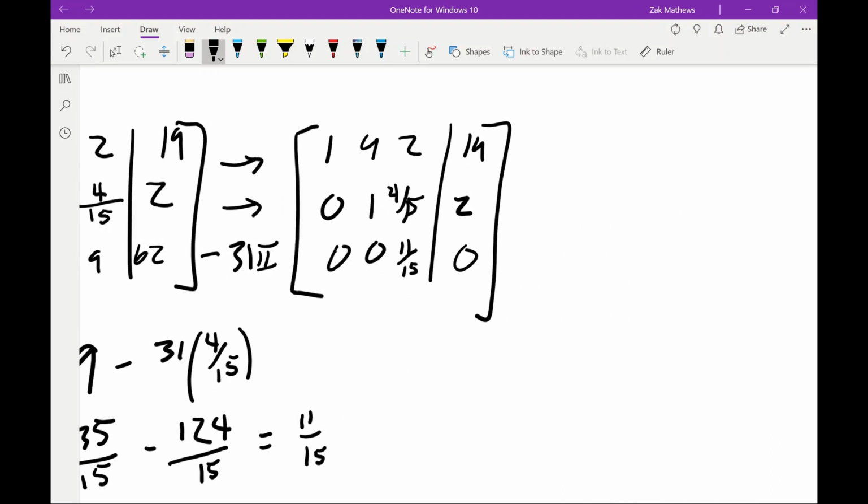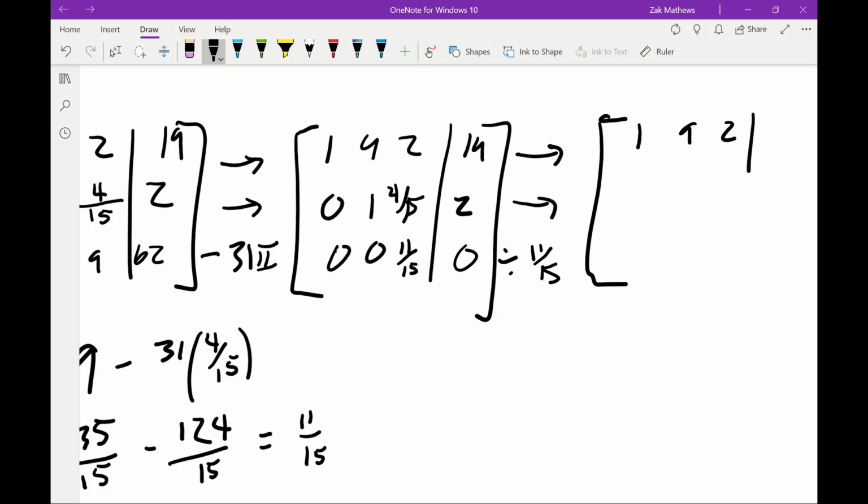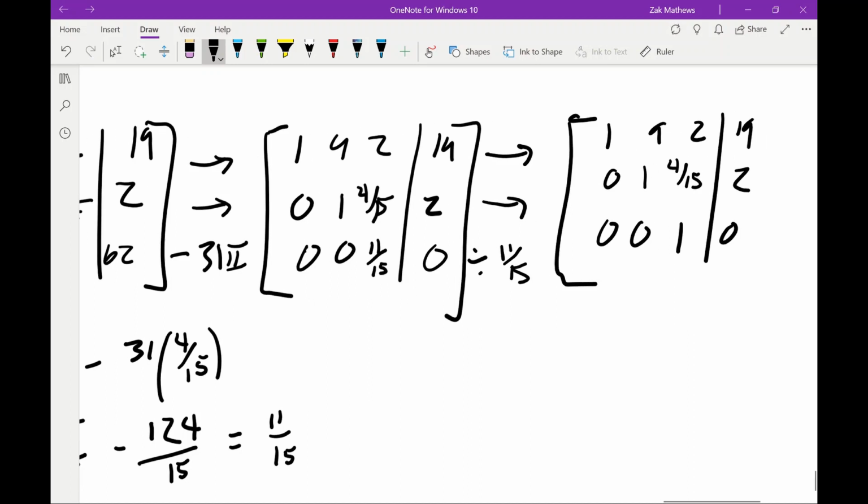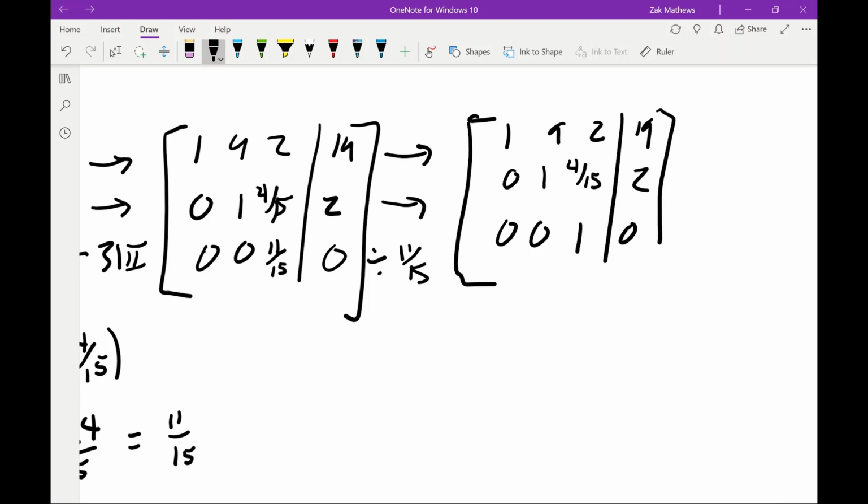So even though we had some messy fractions in there, I need to get a 1 right here, so that means I'm going to divide it by itself. I have to divide by the 11 over 15. It's actually going to be a relatively simple calculation because I have zeros in all the other positions. When I divide 0 by anything, it's 0. We get a 1 there, and we get the z entry to be equal to a 0.